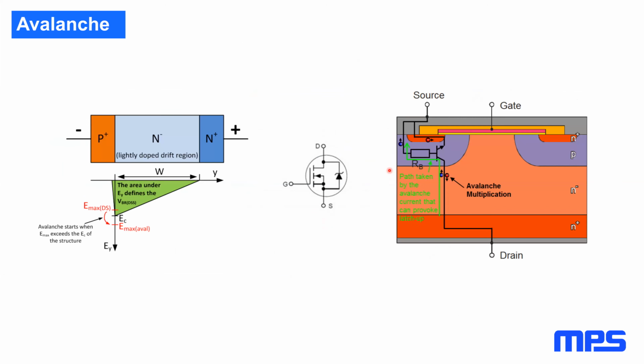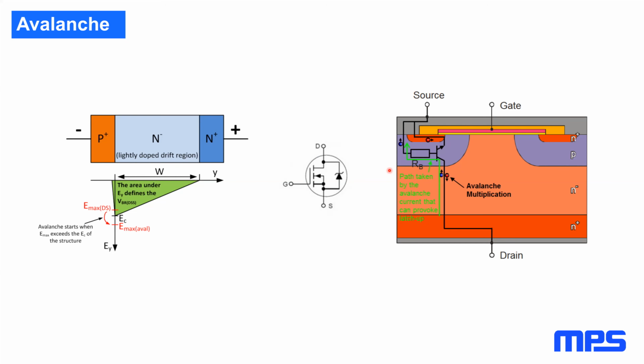So avalanche. You can model this different ways, but you can think of it as a Zener diode between source and drain. It's actually not a Zener diode, it's a parasitic bipolar transistor. What avalanche breakdown is: if you exceed a voltage between source and drain for some period of time, you will break it down, just like a Zener diode would break down.